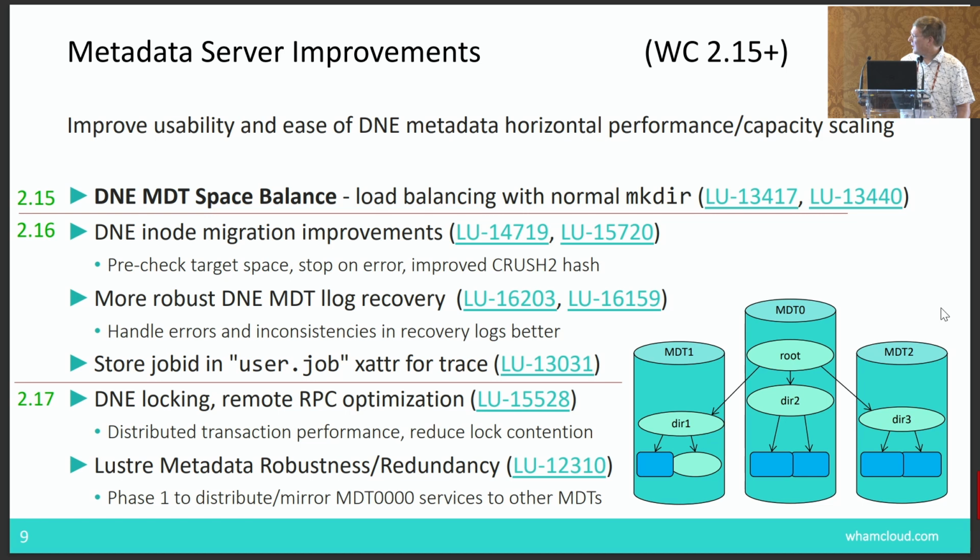win. There's also other improvements, improving the inode migration, which is much less important to do now because of the space balancing. You have systems now, 48 MDTs, I think, is the largest one we have now. And those are staying within a few percent of each other with automatic space balancing, which is great. Better recovery.